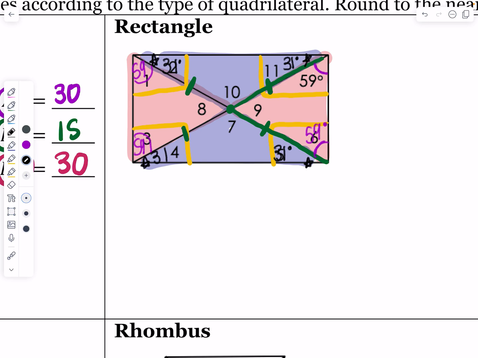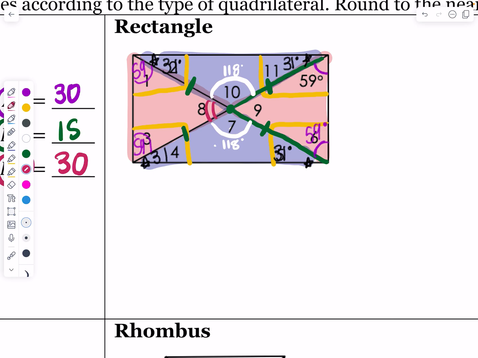Okay? All right, so how do I find what's left? What is left is we've got this piece right here, angle 10. Angle 10 is the vertex angle of that isosceles triangle at the top. So I would do 180 minus 31 minus 31. What is left? 118 degrees for these vertical angles. So how do I find what is left for angle 8? That is going to be this one right here.